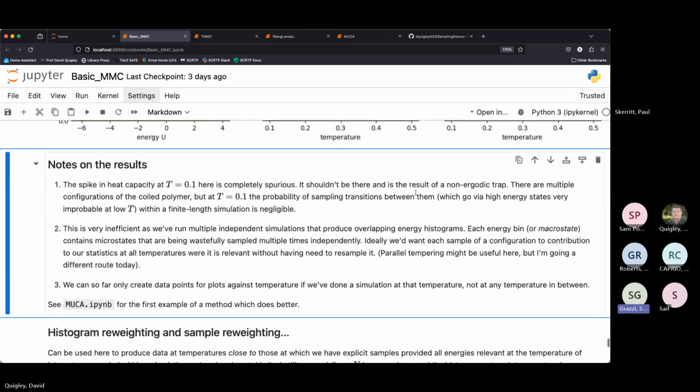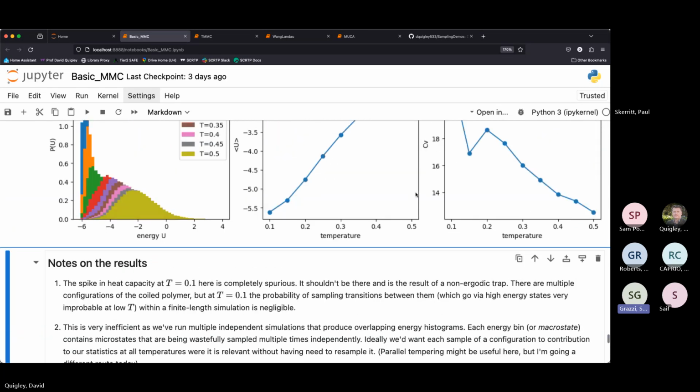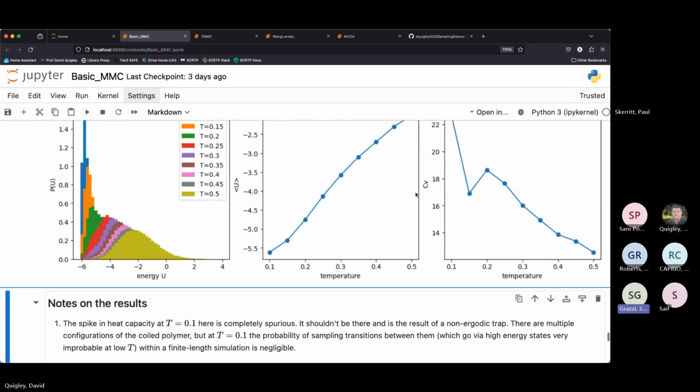Okay, so just making sure I've covered everything that's in my notes here. Another reason I might not want to do this is, I've got discrete temperatures at which I have simulation data. I might want to have continuous temperature data, and I can get that from multi-canonical sampling. If I've got samples across the entire energy range, I can reweigh those samples to give me information about any temperature, at least in principle.